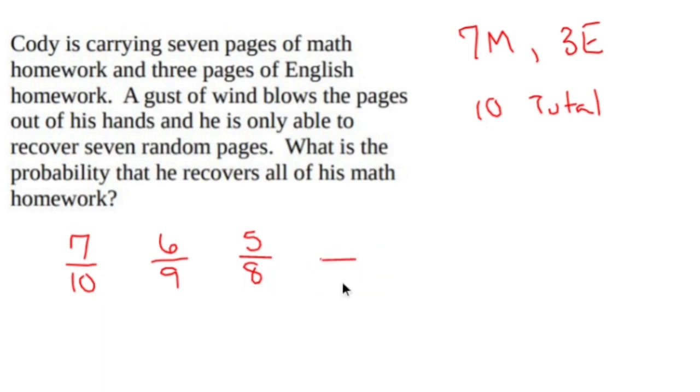All right, 7 total pieces of paper left, 4 of them are math. 6 total pieces of paper left, 3 of them are math. 5 total pieces of paper left, 2 of them are math. 4 total pieces of paper left, the last one is math.